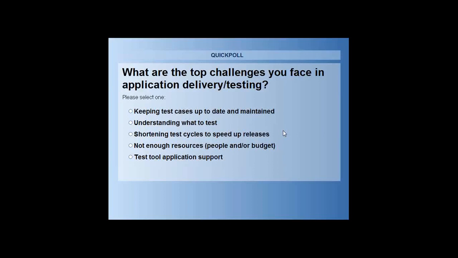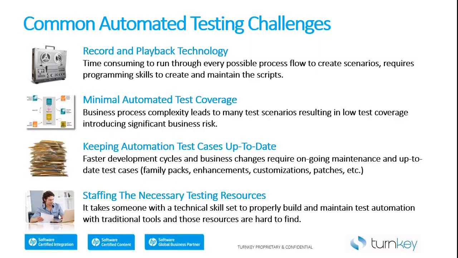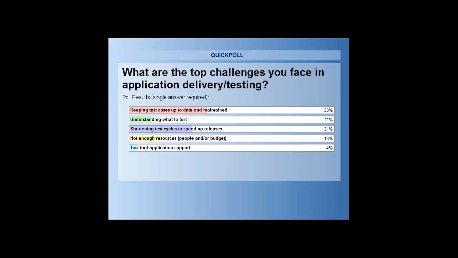Let's see what we have here. All right, wow. So looks like from the results, we have about 38% of you have the same problems that we're facing, the challenges there. And then next to that is we have the shortening of test case cycles to speed up releases. So what do you think about that, Dan?